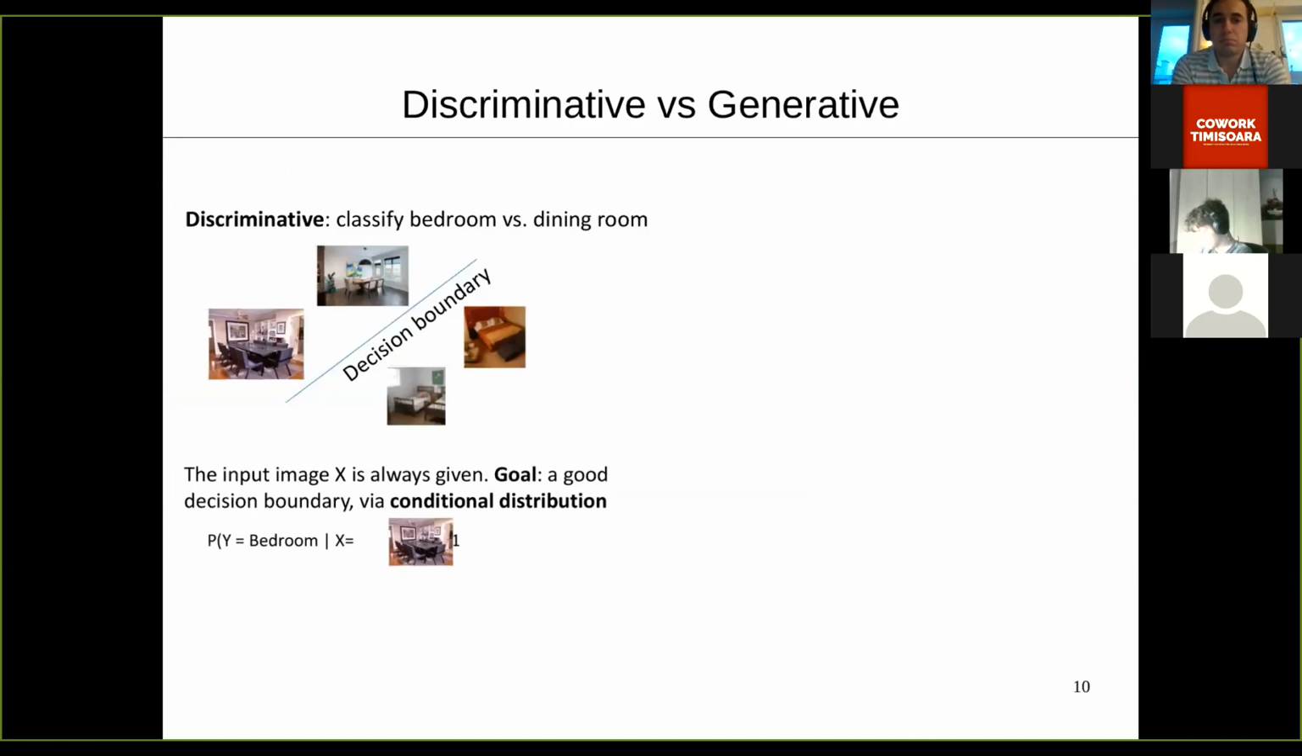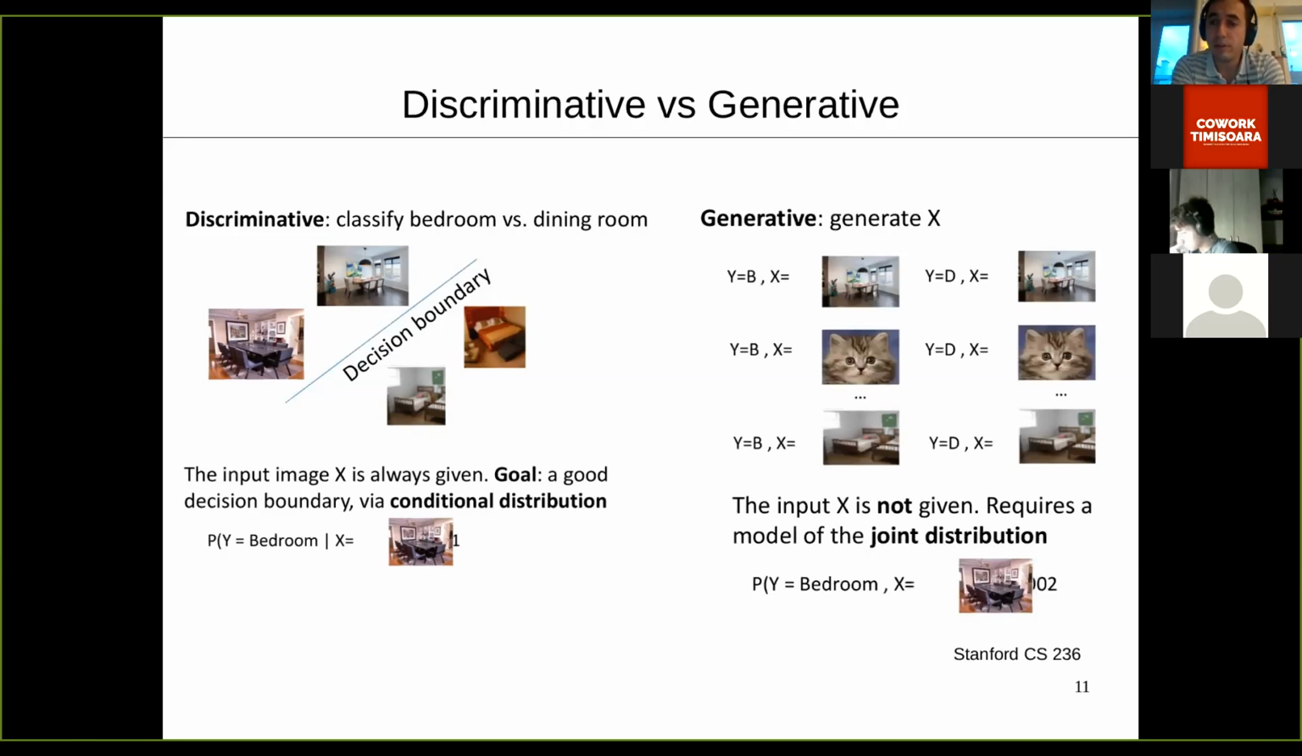So that is what we want. The goal is to learn a conditional distribution. For example, given this image here, which is a bedroom, what is the probability of the label to be bedroom? And what we want, in fact, is it's enough to find a decision boundary between the images or the features.